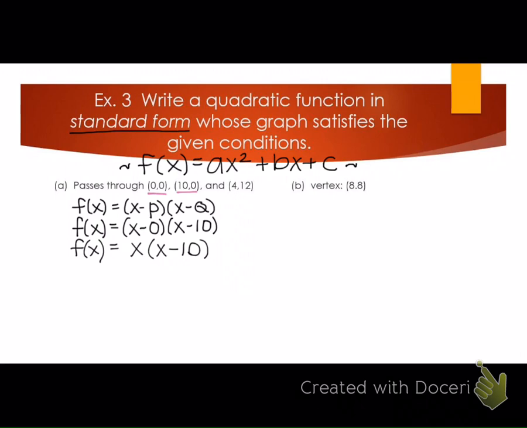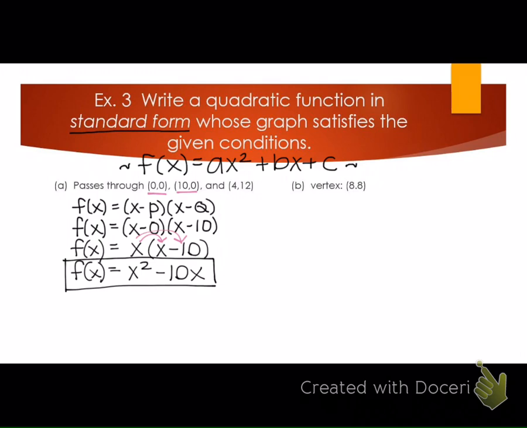But I'm still not done because there's still more I can do. What can I do here? I can distribute the x, right? So what is x times x? X squared. And we'll bring down the minus sign. What's x times 10? Negative 10x. Now is it in standard form? Yes. And that is my final answer.